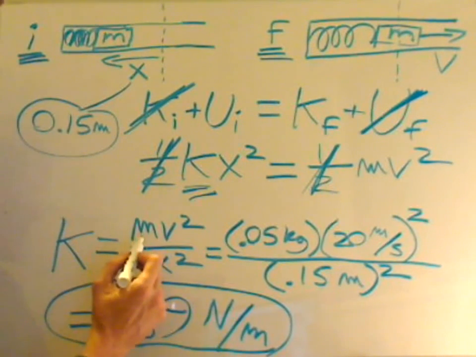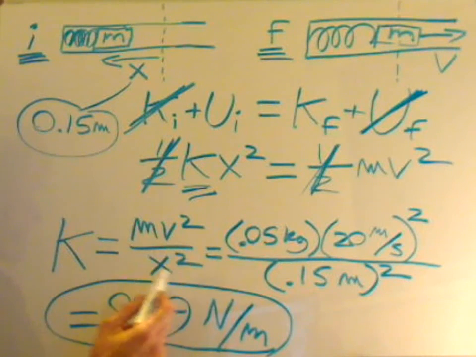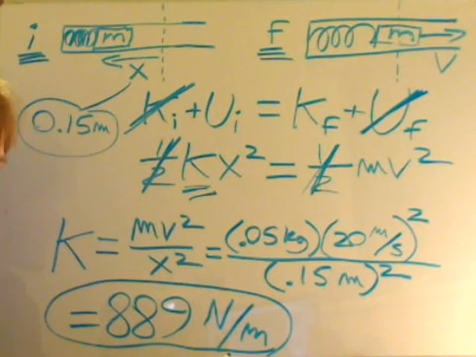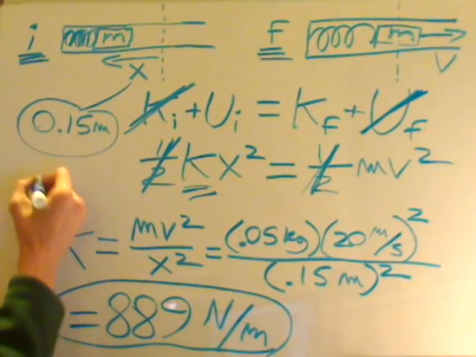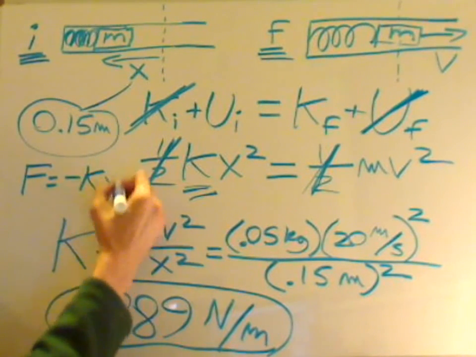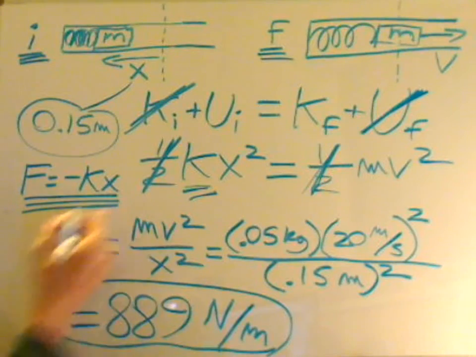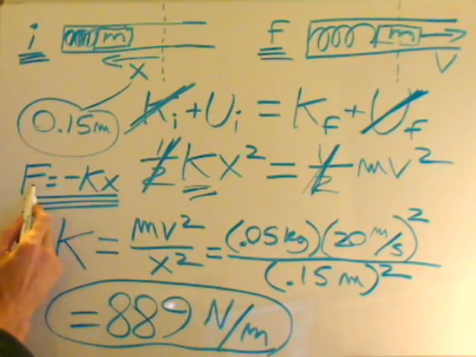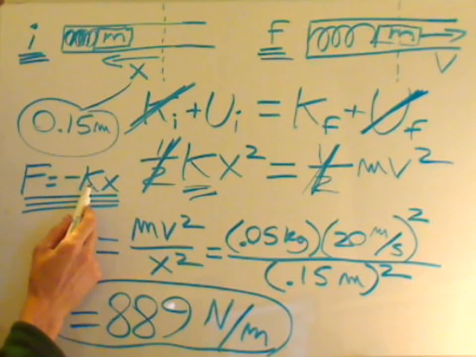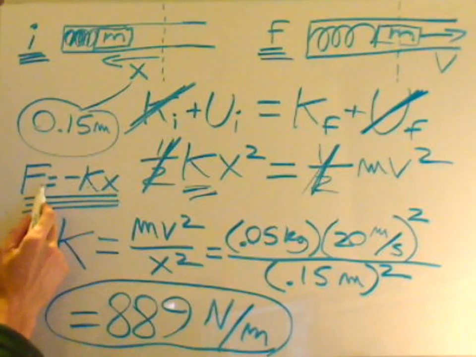Mass in kilograms, velocity in meters per second, x in meters. And what you would see when these units cancel out is you would have newtons per meter. The other way to see that that's the unit for k, remember the force of a spring is negative kx. So if F is newtons, x is meters, k has to be newtons per meter. Because you multiply newtons per meter times meters, and that gives you newtons.